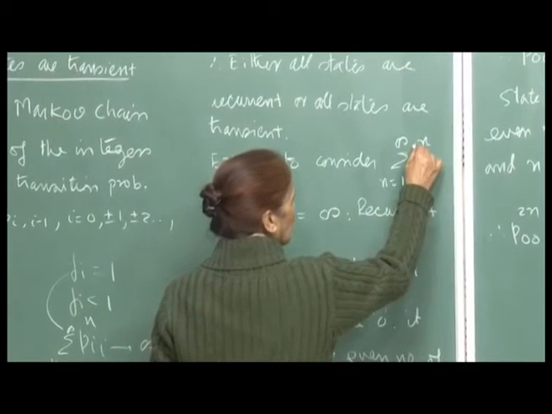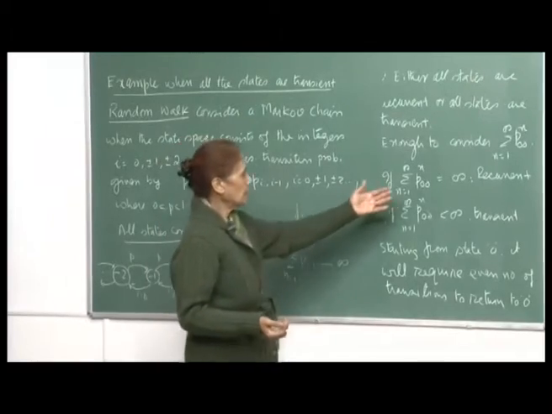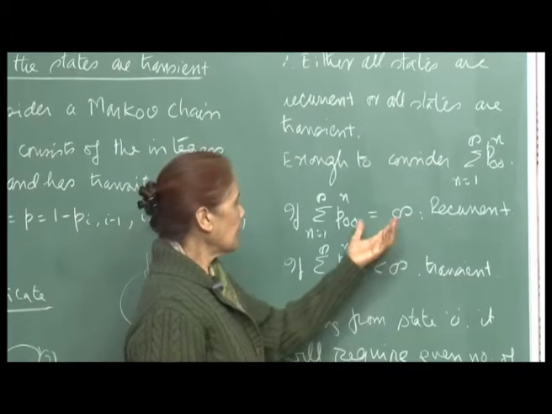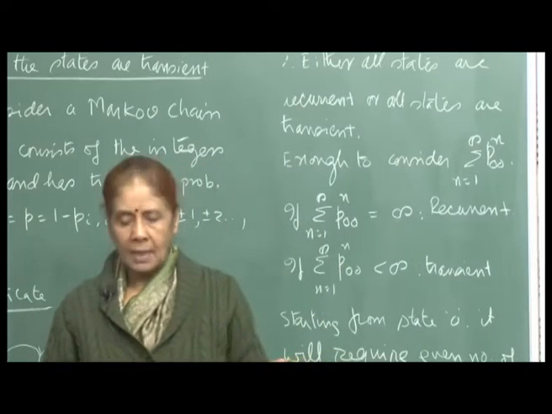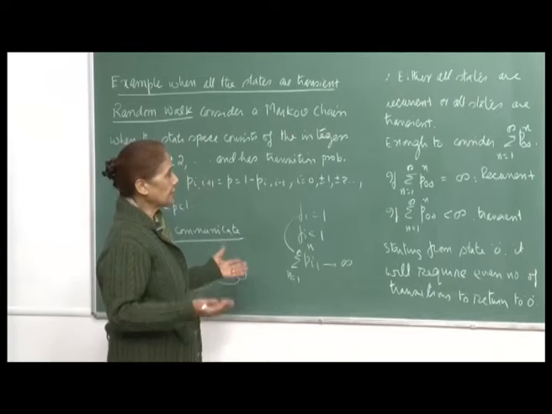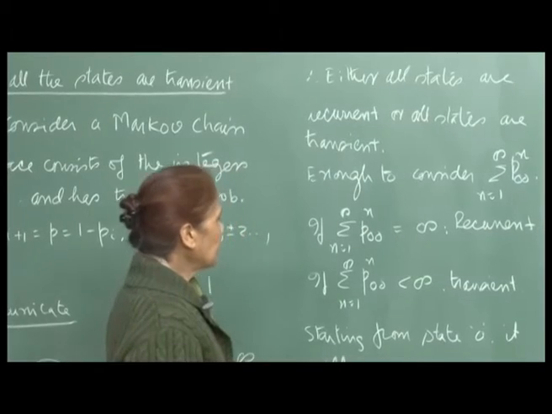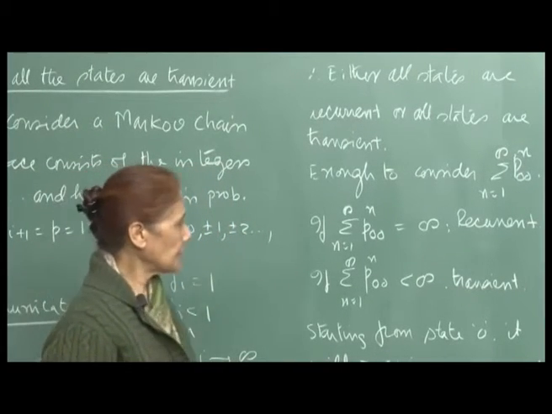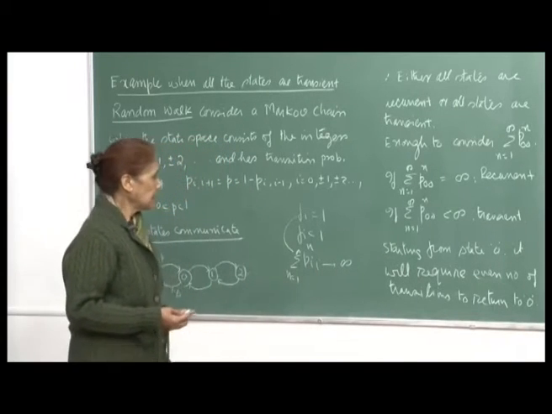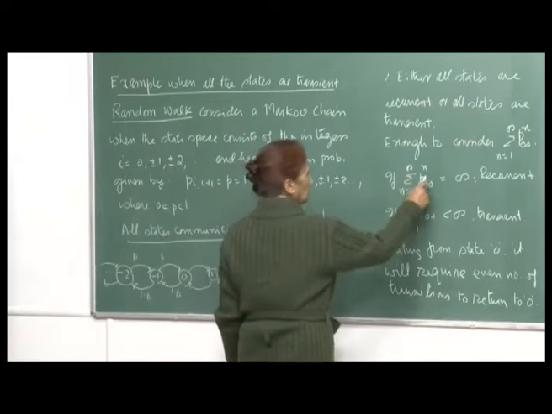So, let me just look at the behavior of this expression. If I can show that this will be a divergent series, that means it will go to infinity, then I can conclude that state 0 is recurrent, and since all the states form one single class, every state is recurrent. And if the sum over n from 1 to infinity of p 0 0 n is less than infinity, then 0 is a transient state, which implies that all states are transient. Okay. So, let us now start looking at this expression.